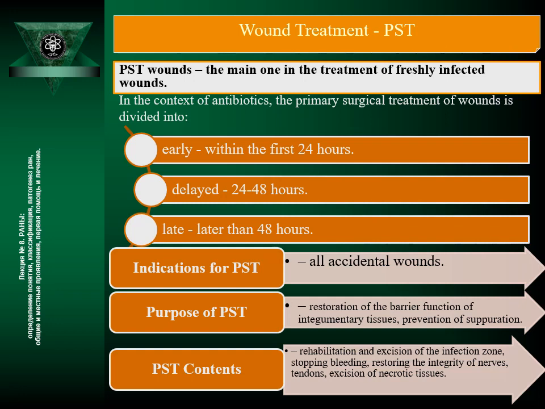Indications for PST: all cases of injury, in any case. The main goal of primary surgical treatment is the prevention of suppuration. But the rest are goals too, with all the desire. The main purpose of wound treatment is the restoration of the integumentary tissues. The essence of PST is sanitation of the infection zone, stopping bleeding, restoring the integrity of nerves and tendons, that is, everything we talked about step by step on the last slide.